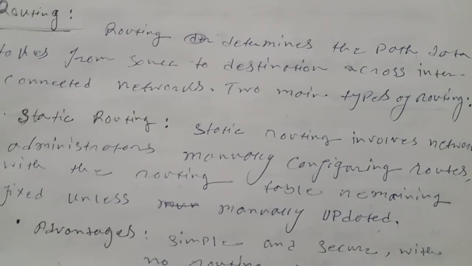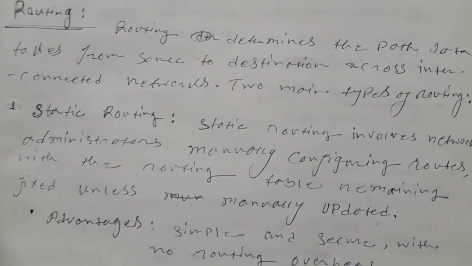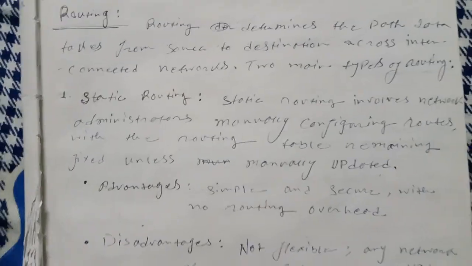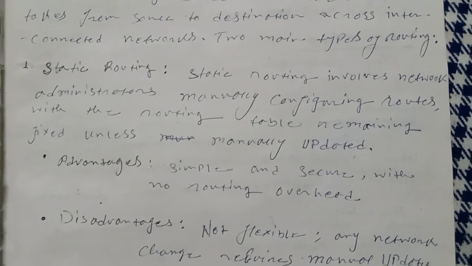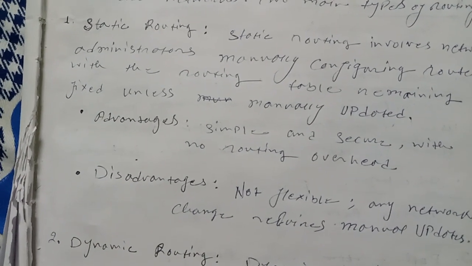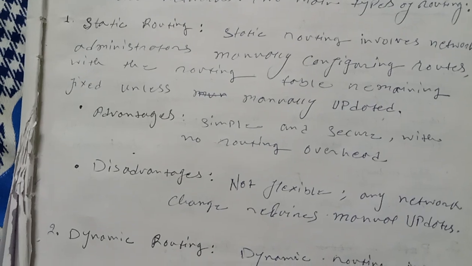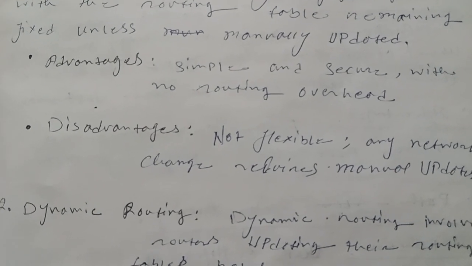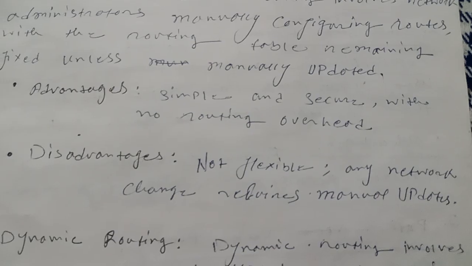Then we have routing. Routing determines the path data takes from source to destination across interconnected networks. There are two main types of routing: static routing and dynamic routing. Static routing involves a network administrator manually configuring routes, with the routing table remaining fixed unless manually updated. Advantages: simple and secure with no routing overhead. Disadvantages: not flexible; any network change requires manual updates.